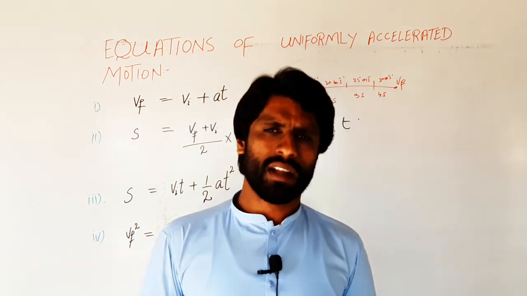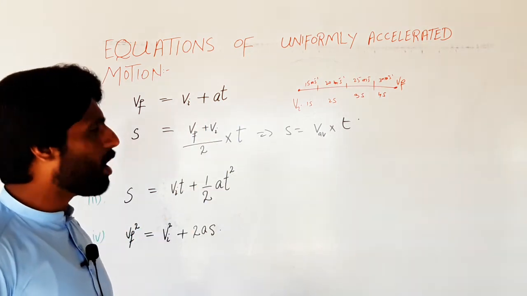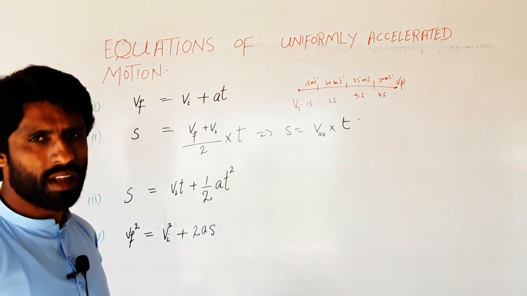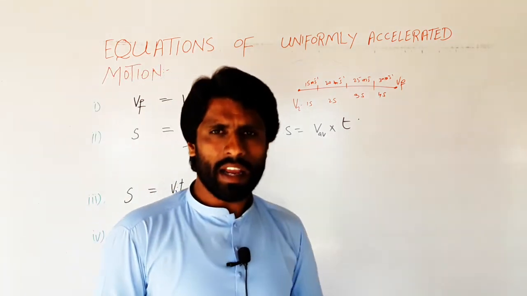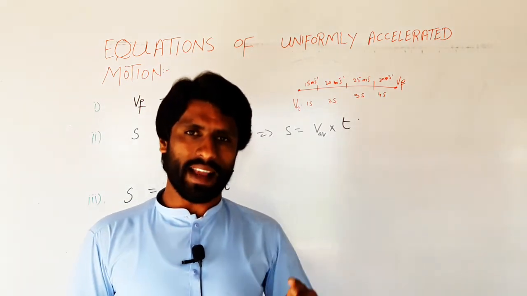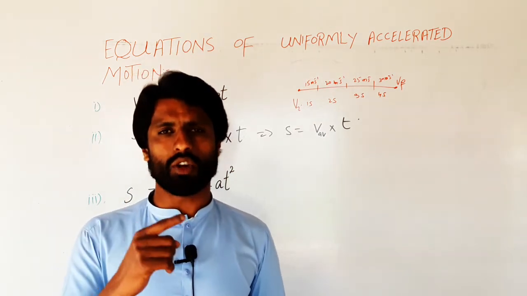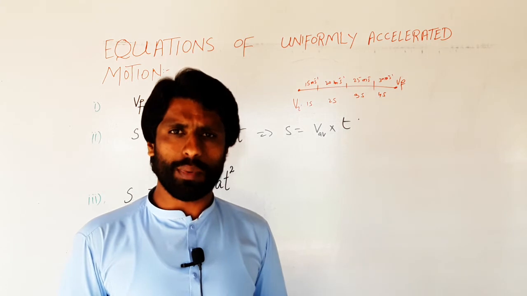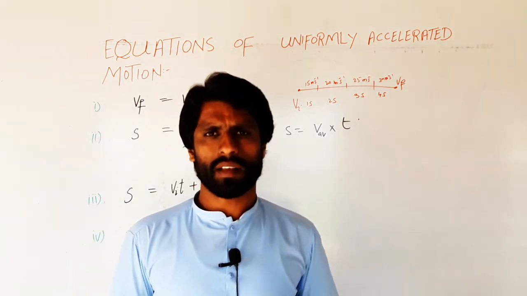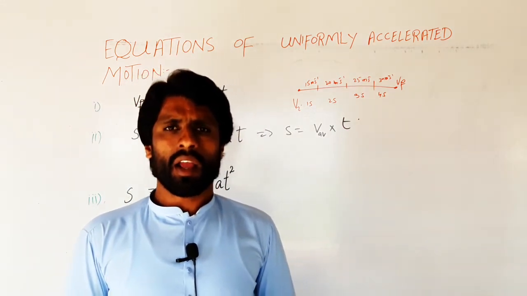All these equations are used for uniformly accelerated motion. When an object is moving with uniform acceleration, it is moving in the same direction, with no change in direction. If the direction of an object changes, then the acceleration is not uniform. It's because acceleration is due to the change in velocity in equal intervals of time.